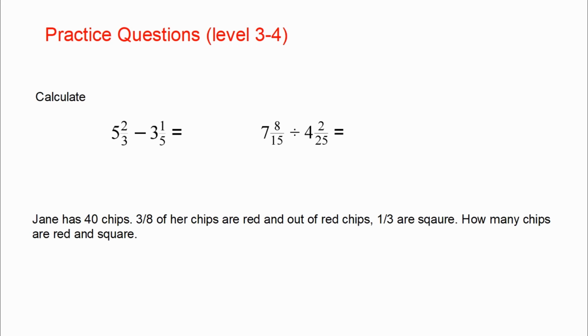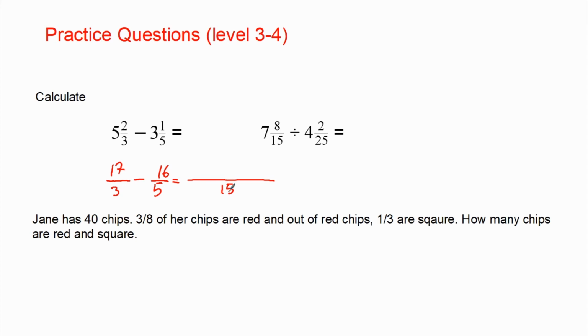Okay, coming back in here, calculate these values, one subtracting and the other one is a division. So we're looking at mixed numbers. We need to convert to fractions, so that would be 17/3, 5 times 3 plus 2, 17/3, minus 3 times 5 plus 1 is 16/5, and then we need to find out a common denominator, which between 3 and 5 is 15.